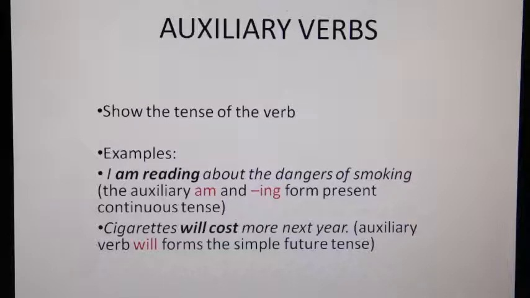Then let's have a look at another one. Cigarettes will cost more next year. Our auxiliary verb will forms the simple future tense. So will and shall will then show us that we are in the future.